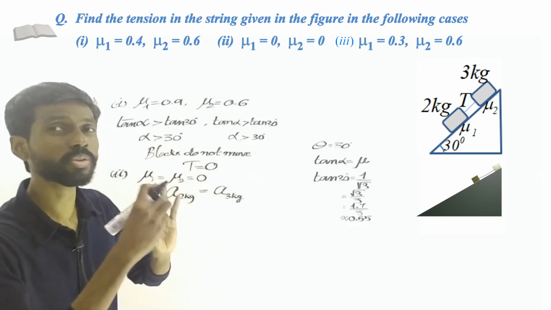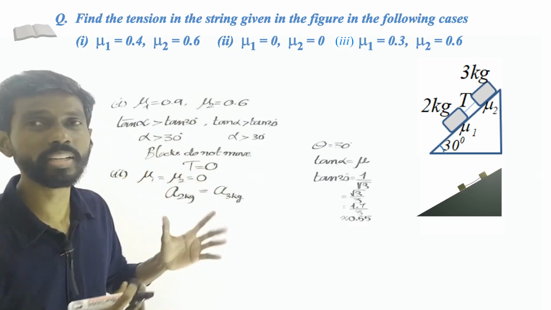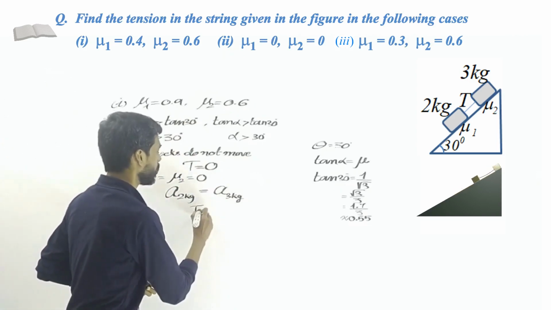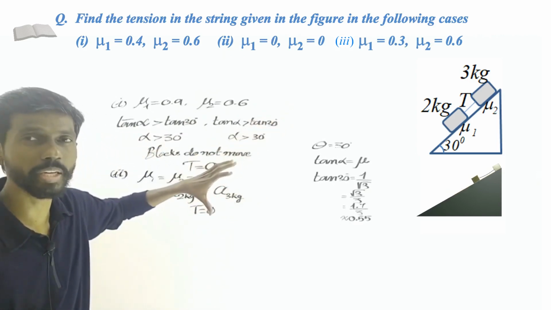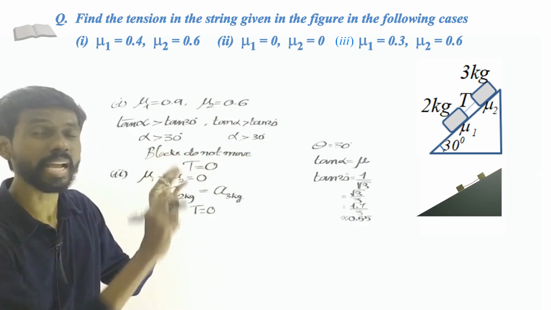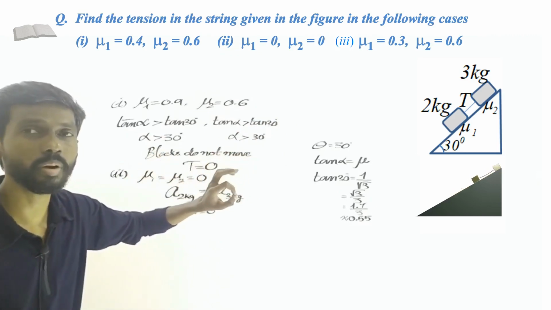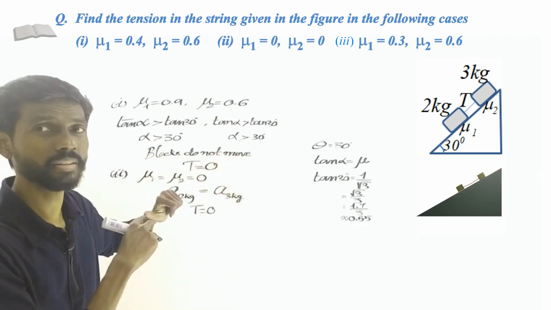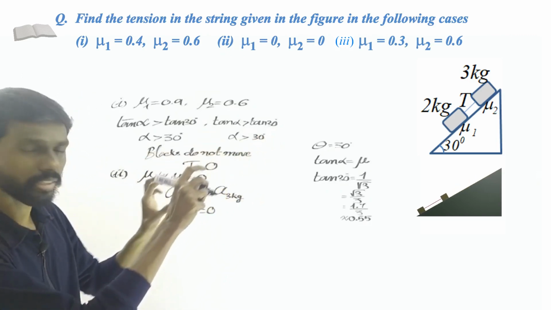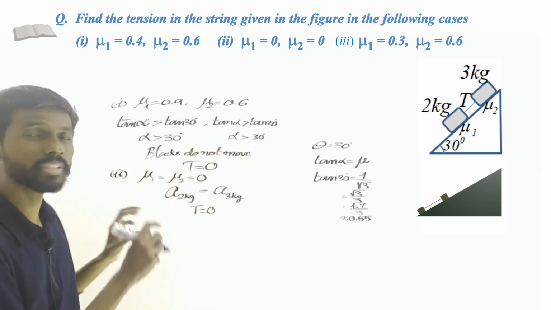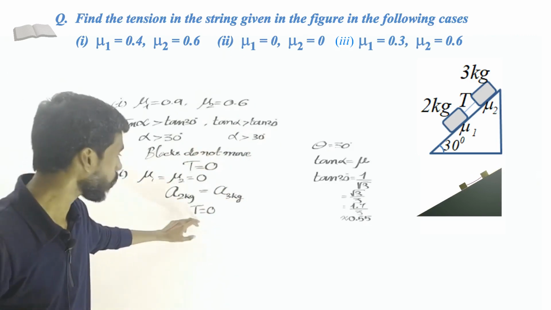When these two blocks move with the same acceleration, what is the tension? Again zero, because they are moving with the same speed. That means no tension is created. Suppose this 2 kg block were moving faster, then that would create tension. You understand? So here both are moving with the same speed, so tension is zero.